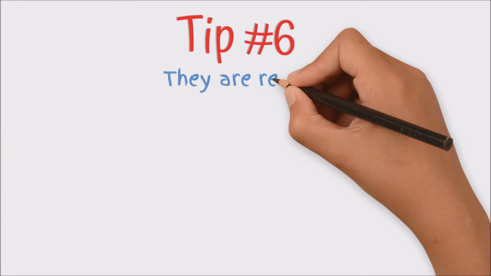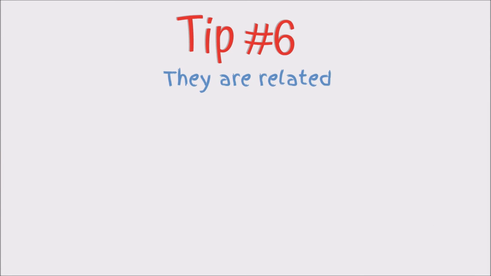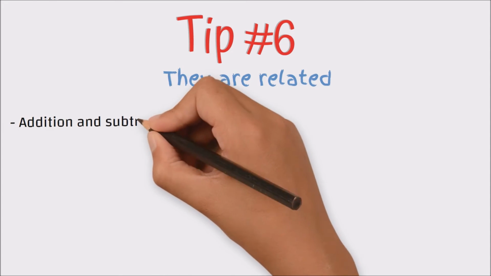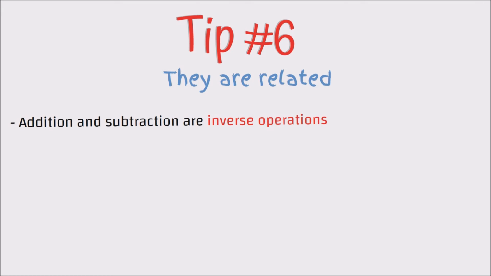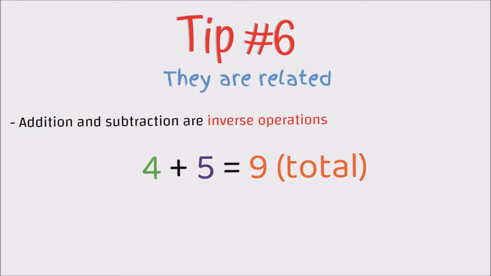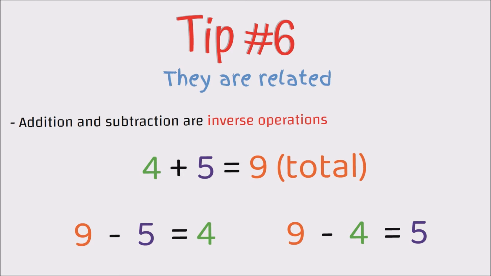Now, our final tip comes from looking at the relationship between addition and subtraction. Addition and subtraction are known as inverse operations, and what this basically means is that they reverse each other. So if we add two numbers to get a total, then if we start with the total and subtract either of the numbers, we should get the other one. So for example, 4 plus 5 equals 9. So that means that 9 minus 4 is equal to 5, and also 9 minus 5 is equal to 4.